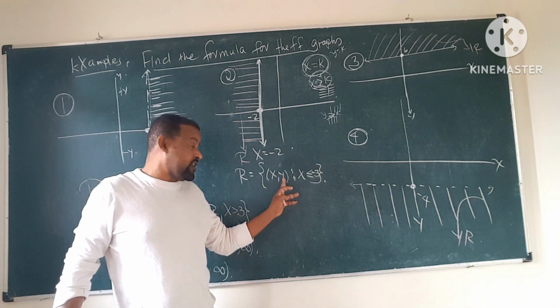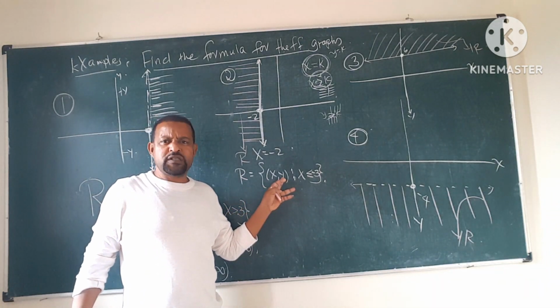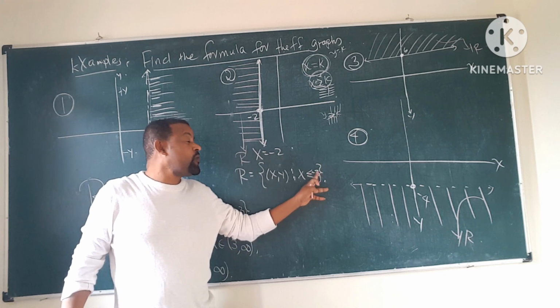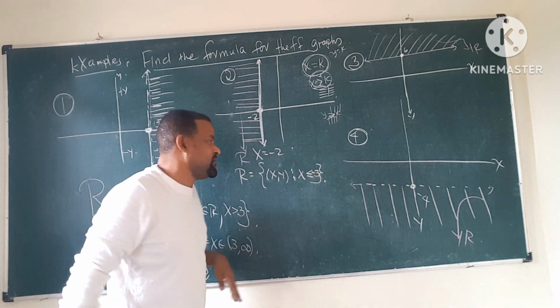The set of all ordered pairs of x, y such that x and y are coming from the set of real numbers and x is less than or equal to negative 3.